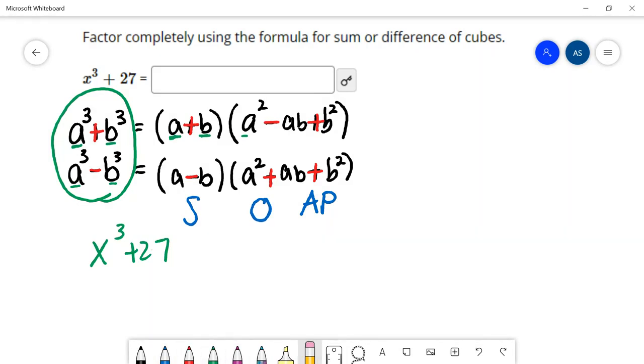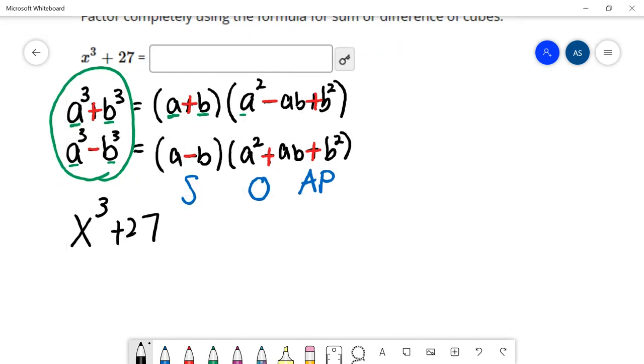I don't really like this color. Let's try it in black. X cubed plus 27. We want to write both these terms as perfect cubes. X cubed is already written as a perfect cube, and 27 is 3 cubed. We have x cubed plus 3 cubed. So that's going to tell me what my A is. A is x, and B is 3.